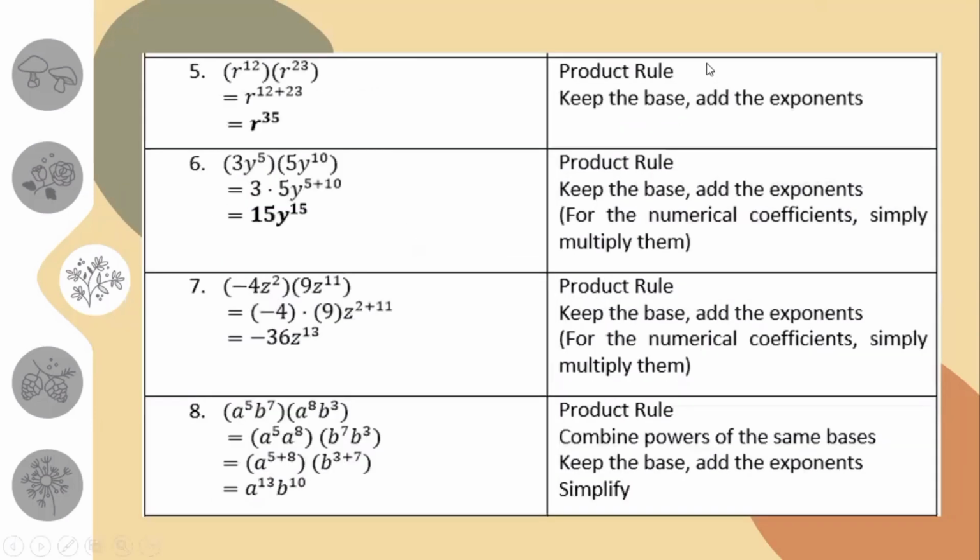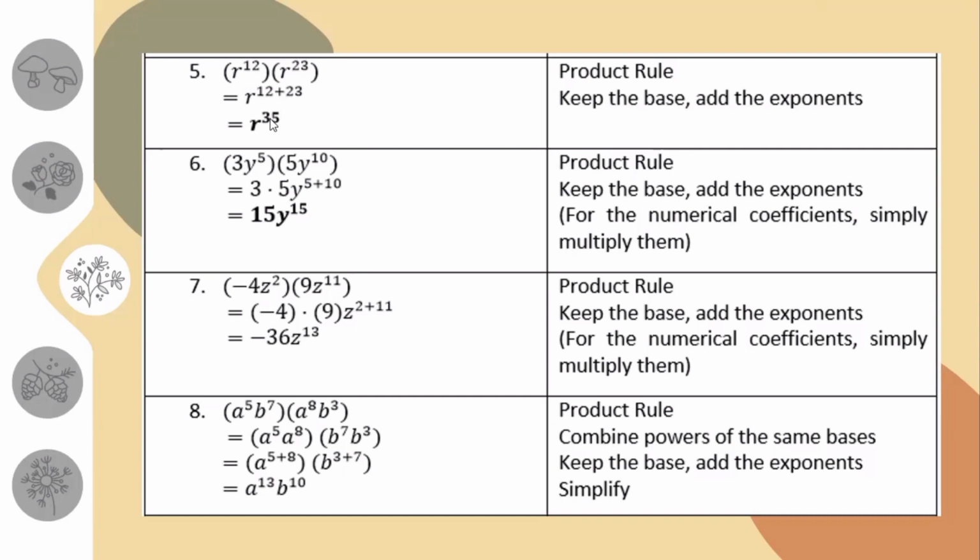Number 5. r raised to 12 times r raised to 23. Simply copy the base, which is r, and then you add 12 and 23. So the answer now is r raised to 35.